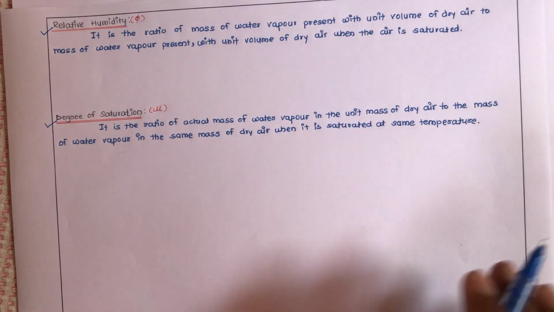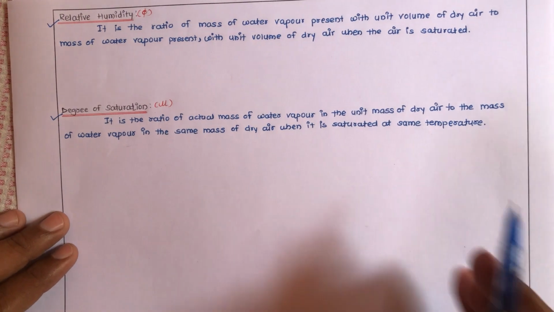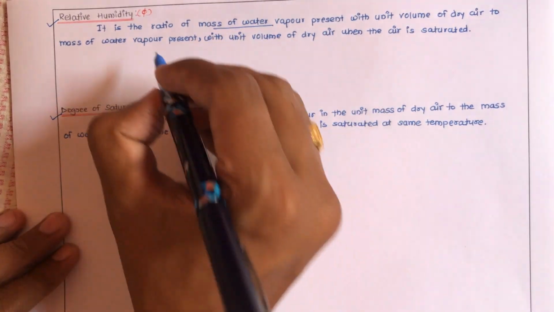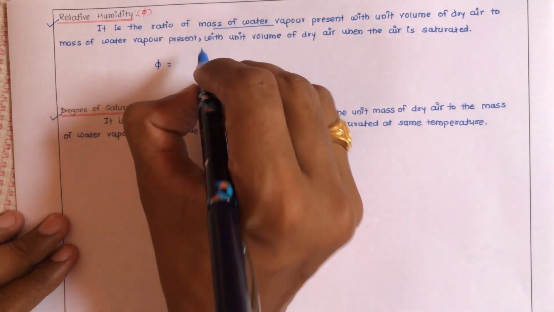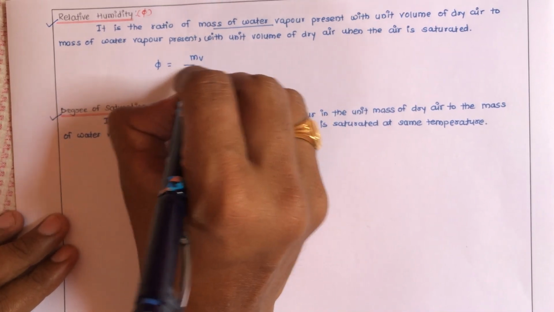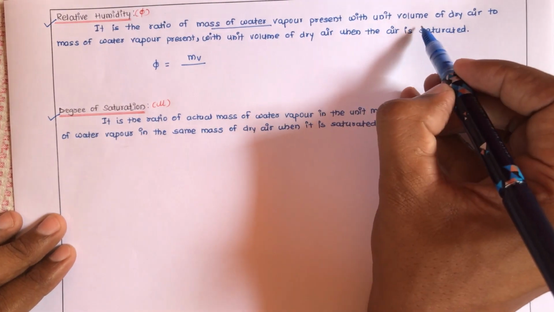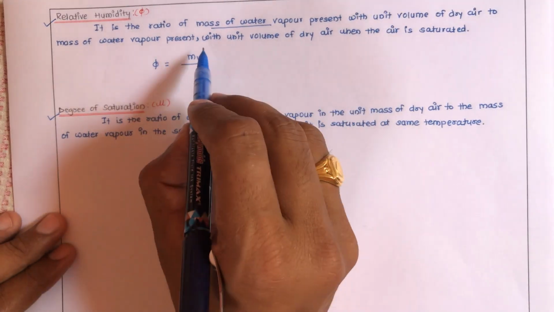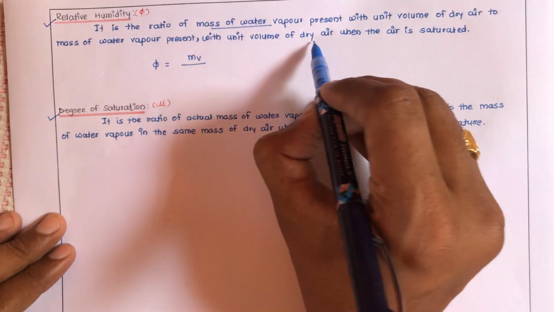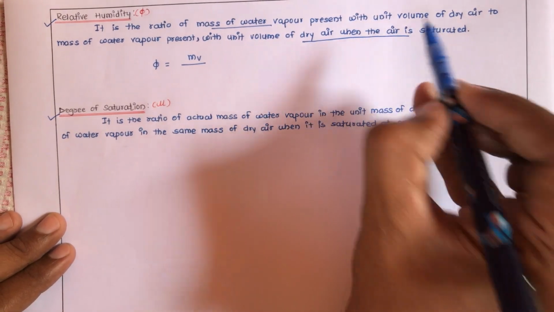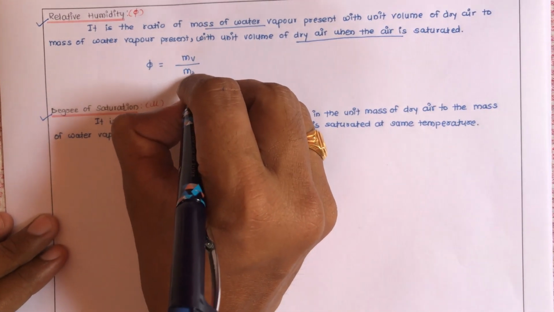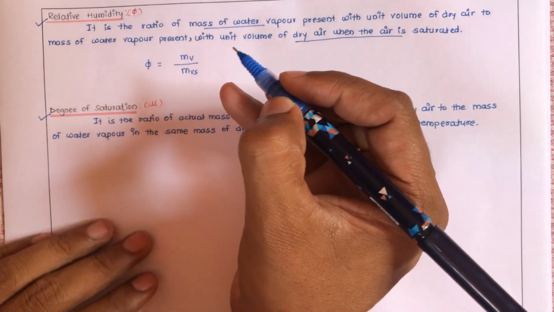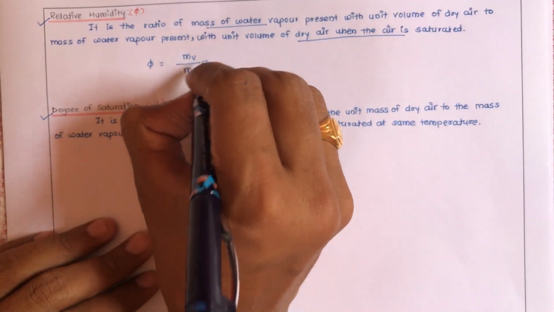Now what is relative humidity? It is nothing but the ratio of mass of water vapor. Mathematically, I can write: the ratio of mass of water vapor present in a unit volume of dry air to the mass of water vapor present in a unit volume of dry saturated air. Which means I can write here mass of water vapor in dry saturated air.